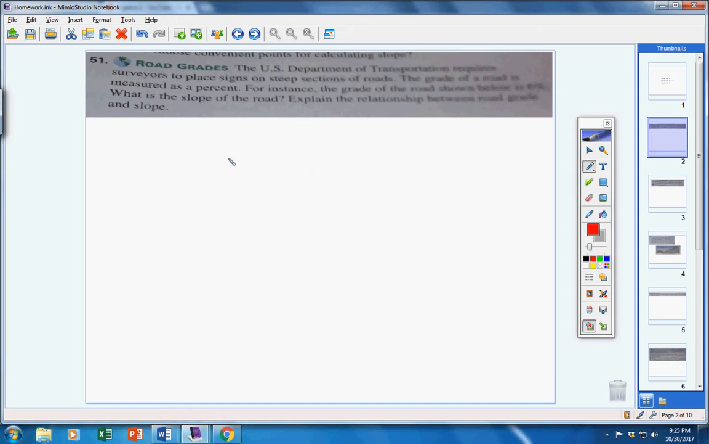Okay, well guys, this is a pretty simple problem. I want you to take a 6% grade, and I want you to convert that over to a slope. Well, it's actually pretty simple to do. First of all, 6% means what, guys? 6 over what? 100, right? And then if you reduce that, you will get 3 over 50, right? So there you go, that's it. A 6% grade means you have a slope of 3 over 50.